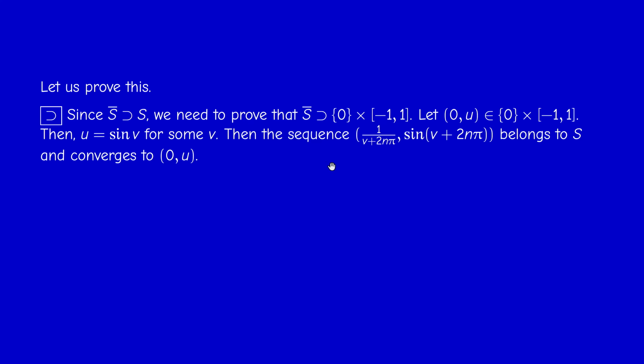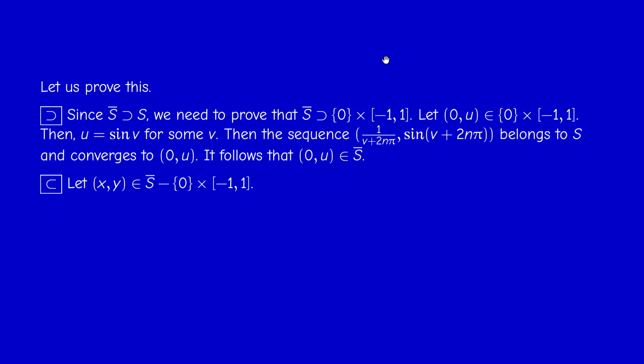Now consider the following sequence in S: (1/(v+2nπ), sin(v+2nπ)). Now sin(v+2nπ) is just sin v, which is u, and 1/(v+2nπ) tends to 0 as n tends to infinity. So this sequence in S converges to (0, u), and therefore we know that the limit must be in S bar. So any element in this red line is necessarily in S bar. So we have the first inclusion.